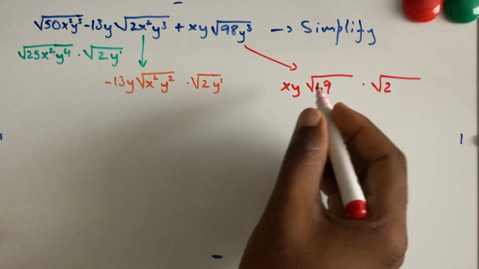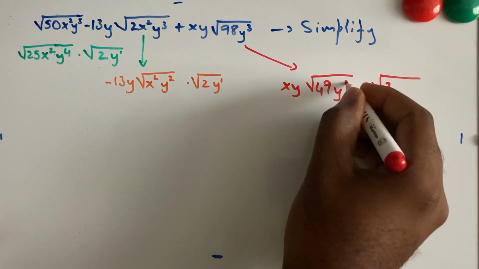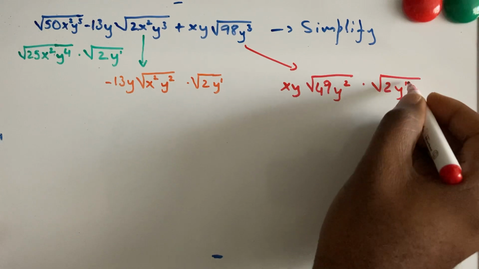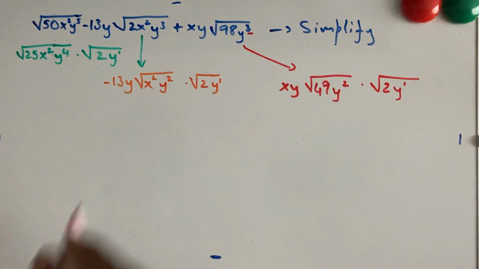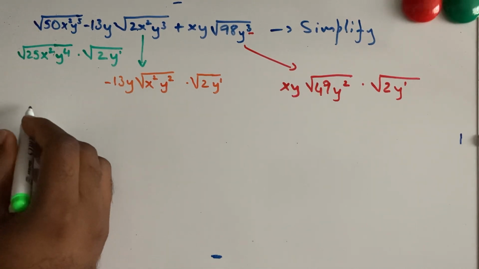Y cubed, I need an exponent that's divisible by 2, so I'll put y squared and y to the first, because 2 plus 1 again is 3, okay? So we're good. Now, breaking it down, it looks very nice now. I can go ahead and simplify. Okay. Now, the first one I have in green here, I can simplify it, right?